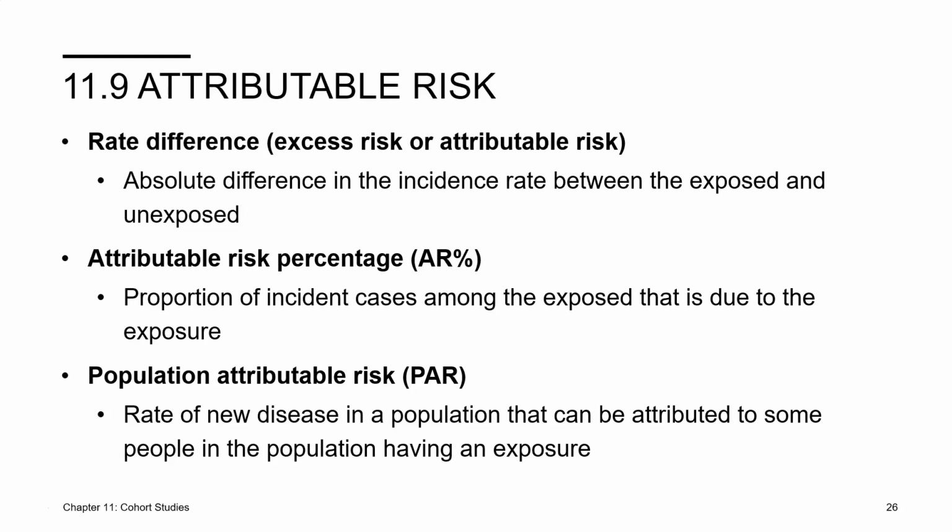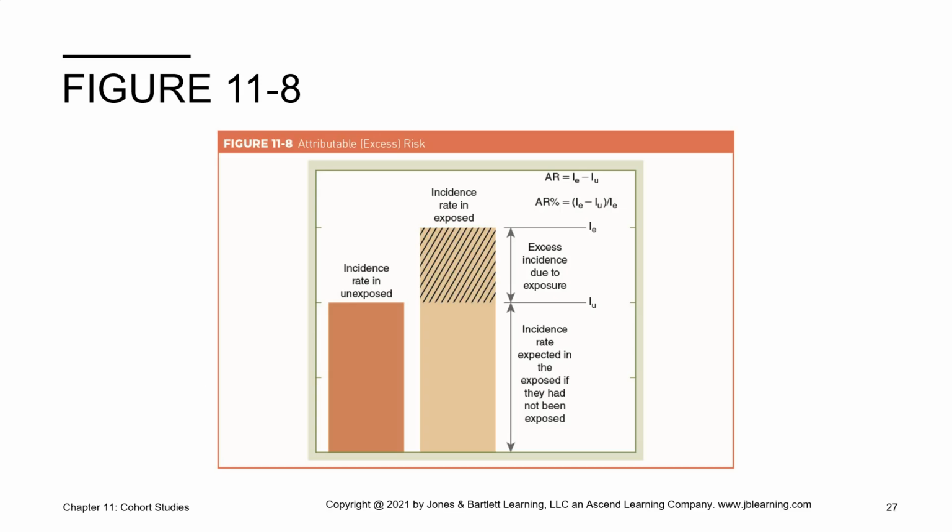And then the attributable risk percentage is the proportion of incident cases among the exposed due to the exposure. So you're trying to do a percentage to show that it's due to the exposure and not some other factor. And then if you want to look population-wise, you can do the population attributable risk. This is the rate of new disease in a population attributed to some people having the exposure. Figure 11.8 goes over the calculations for this here.